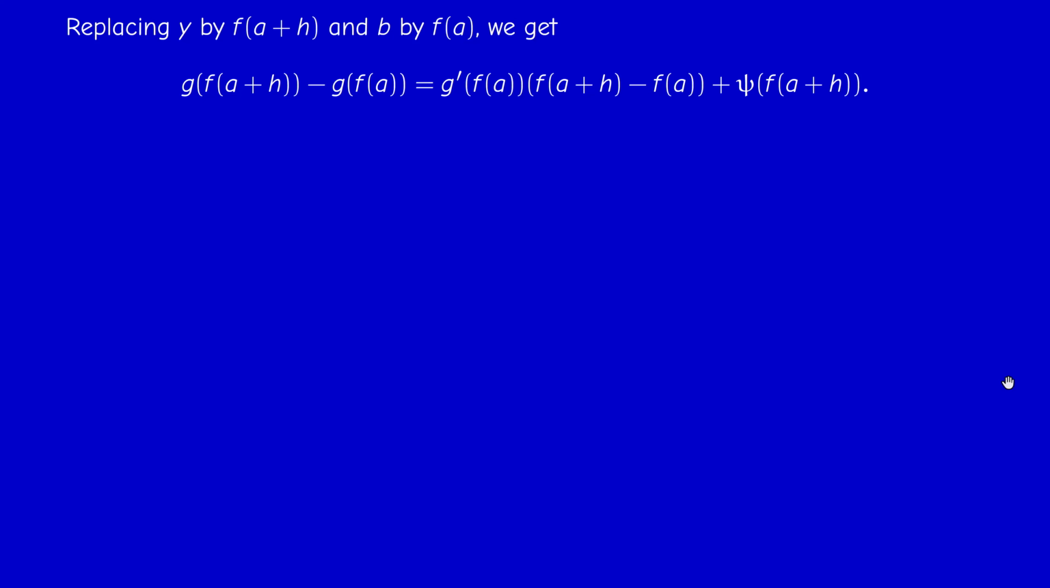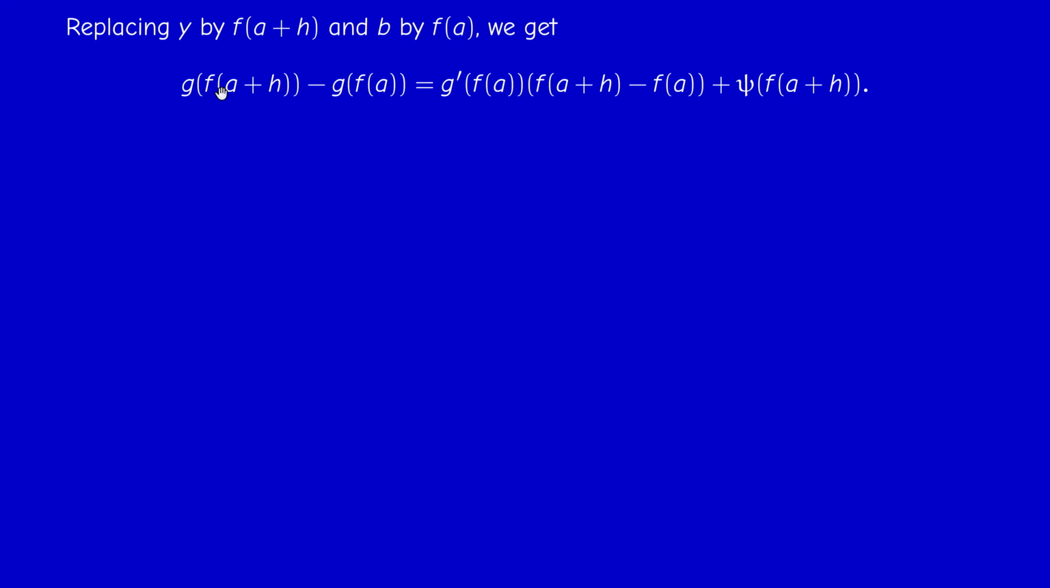Okay, now if in equation 2 we replace y by f of a plus h and b by its value, b equals f of a, then equation 2 becomes g evaluated at f of a plus h minus g of f of a is the derivative, as we know, evaluated at b, which is f of a, times the increment, because this is an increment here.